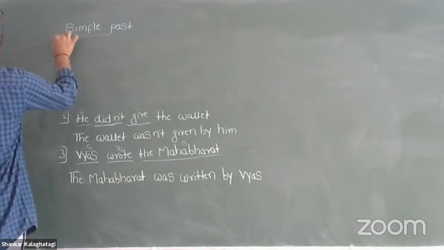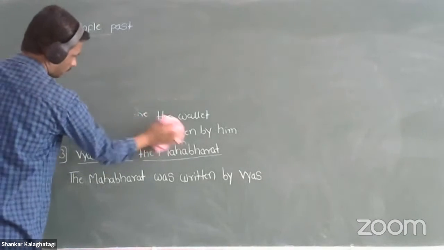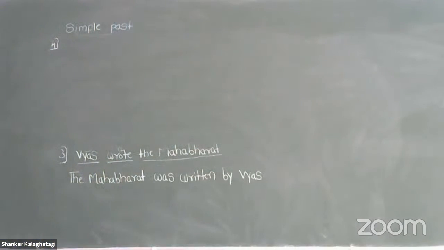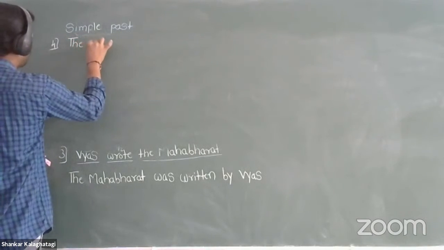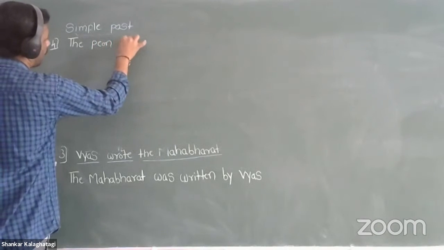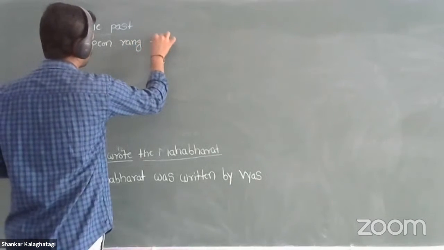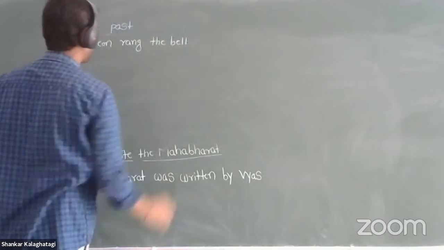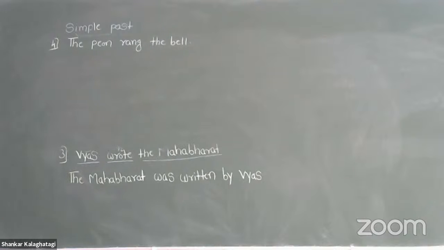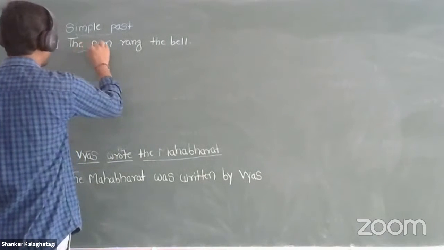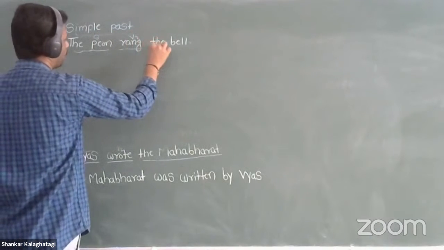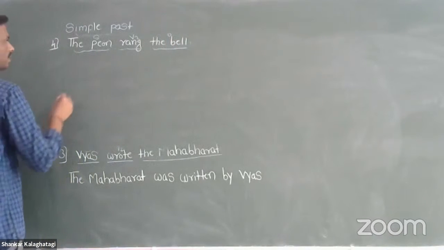Okay, go for the fourth one. The peon rang the bell. Simple thing is there. The peon rang the bell. Now, simple thing. The peon is the subject. Okay. So rang is V2. The bell is the object. So change it simply.